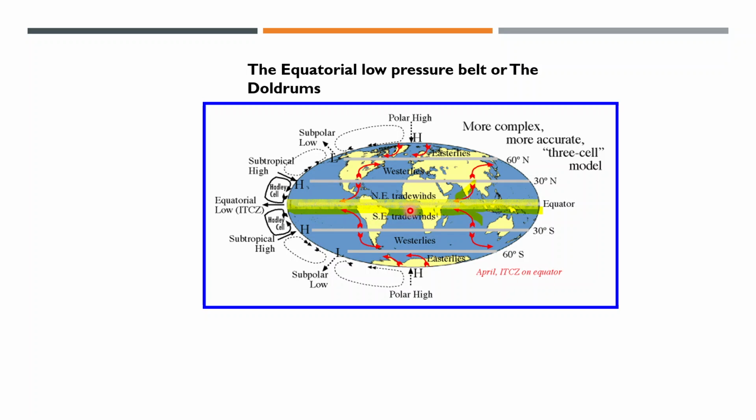Here, ships can remain stagnant for months because of lack of winds. Sailors in the past used to avoid these doldrums mainly because of lack of winds in this region.